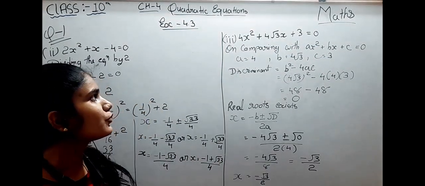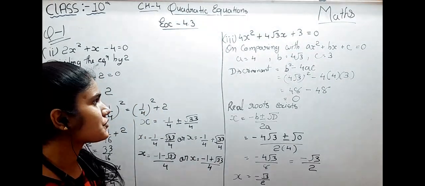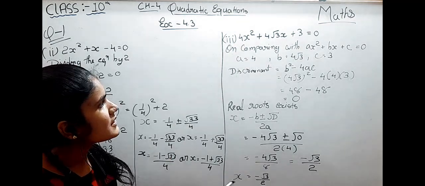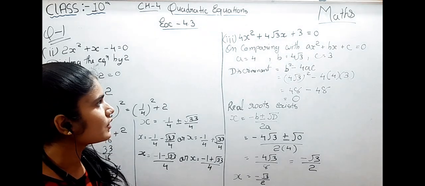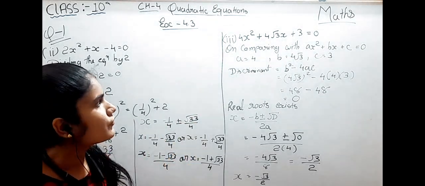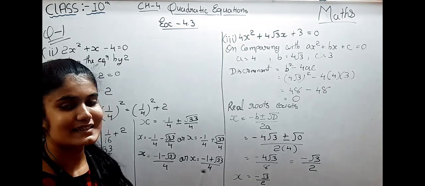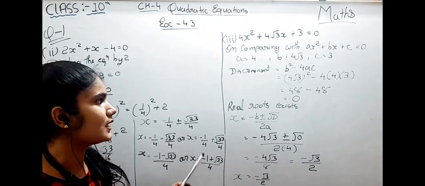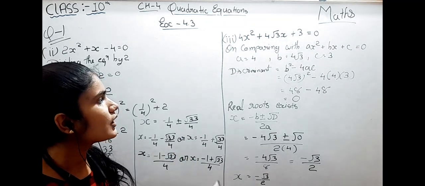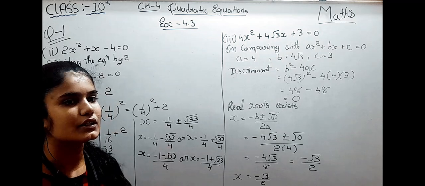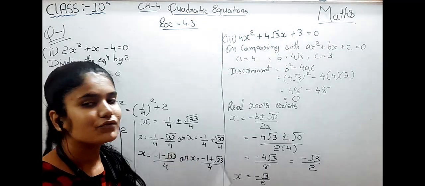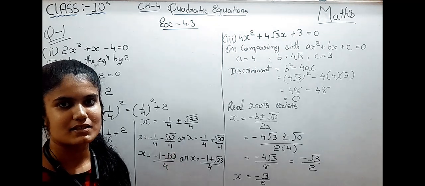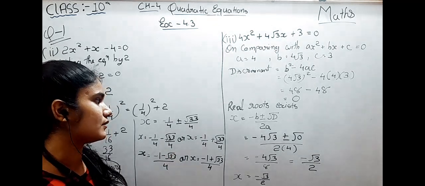4x square plus 4 root 3 x plus 3 is equal to 0. On comparing this equation with ax square plus bx plus c is equal to 0, we get a is equal to 4, b is equal to 4 root 3 and c is equal to 3. And the discriminant is equal to b square minus 4ac, which is equal to 4 root 3 whole square minus 4 into 4 into 3, which is equal to 48 minus 48 equals 0, which means that real roots exist, and both the roots are the same here.